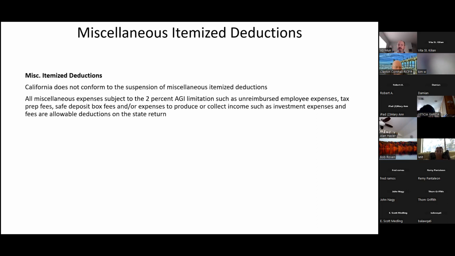We're going to show you later on where someone has paid some type of tax prep fee, not allowed on the federal return, but allowed on the itemized deductions for California. So you're going to see that.